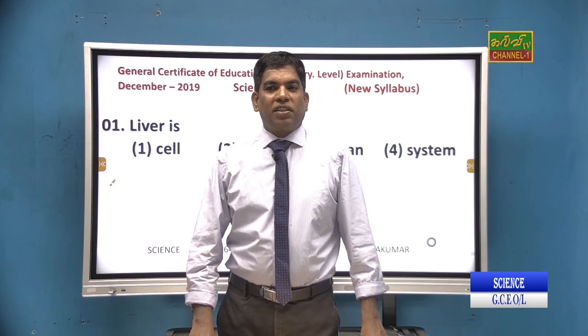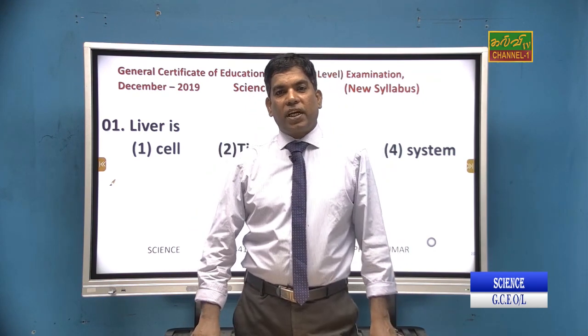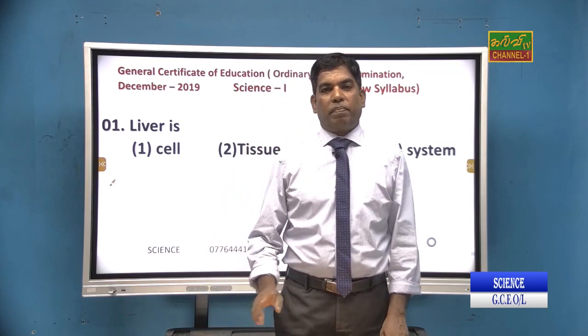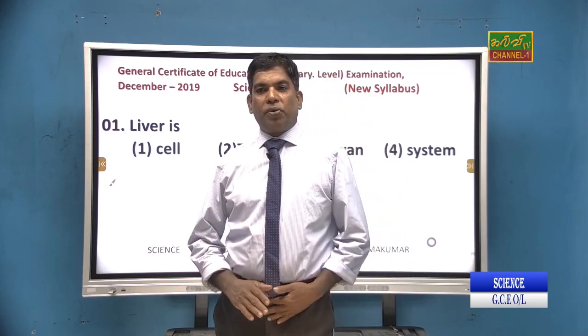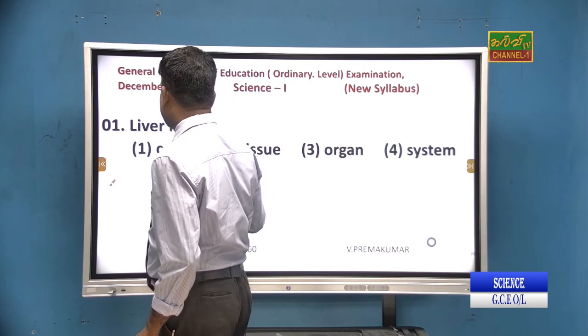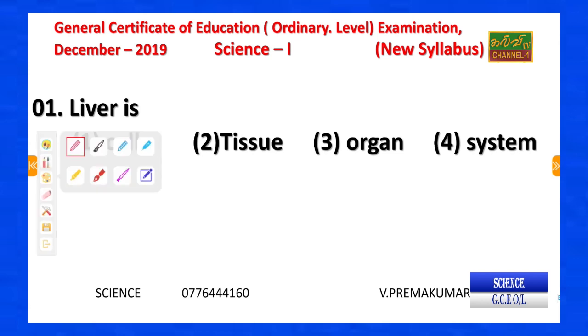Hi students, today we are going to discuss the 2029 GCE O-Level Science Past Paper Part 1. According to that, first question: liver is one of cell, tissue, organ, system. So now we are going to discuss about this matter, right?